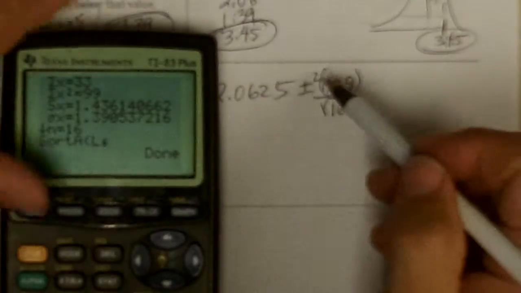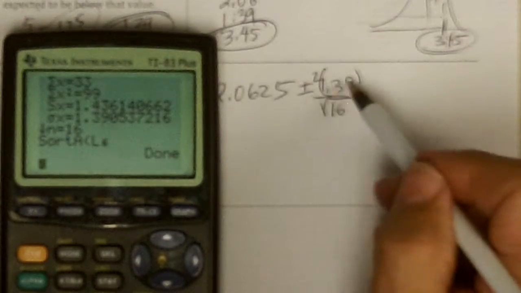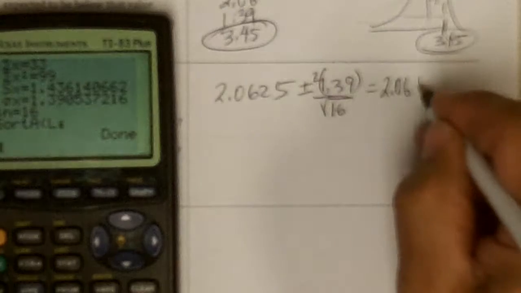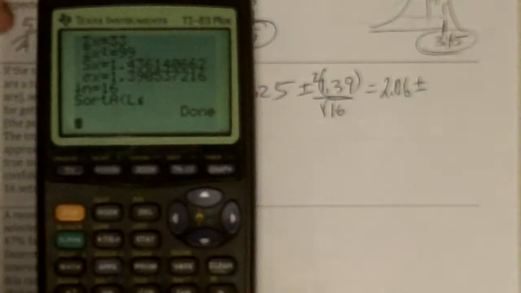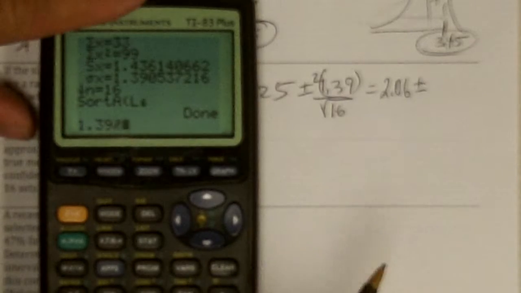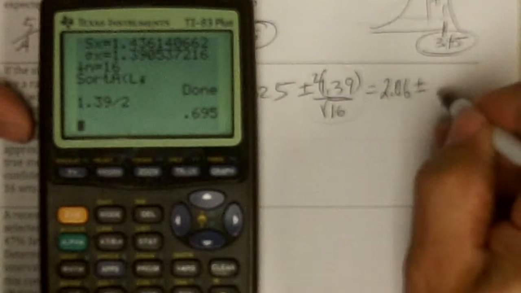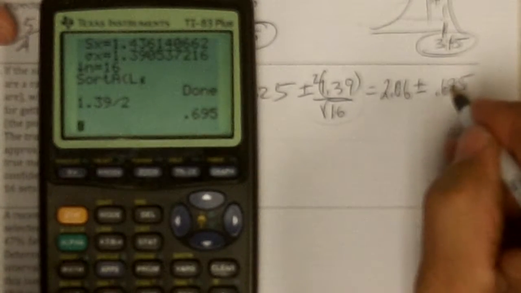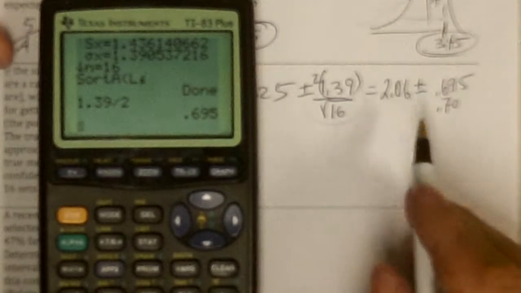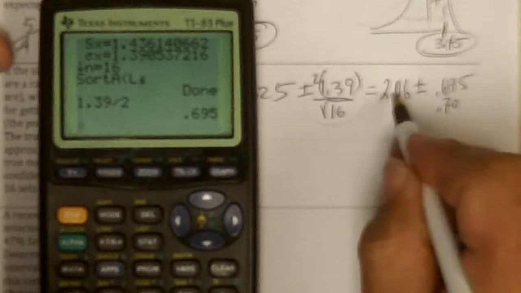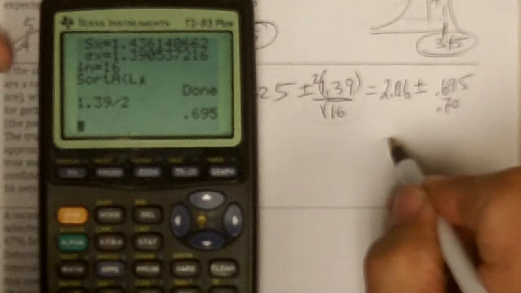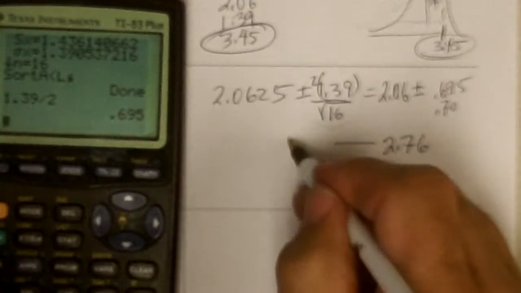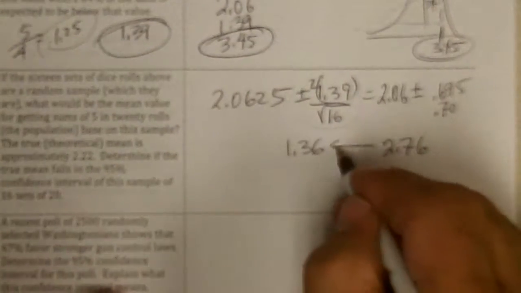So 2 divided by 4 is half of this, so it's going to be 2.06 plus or minus, I'm going to round that down to 1.39 divided by 2 is what the margin of error is, 0.695. We could call it 0.70. So I'm going to go 0.70 above this, which would be 2.76, down to, take off 0.70, it's going to be 1.36. That's my 95% confidence interval.